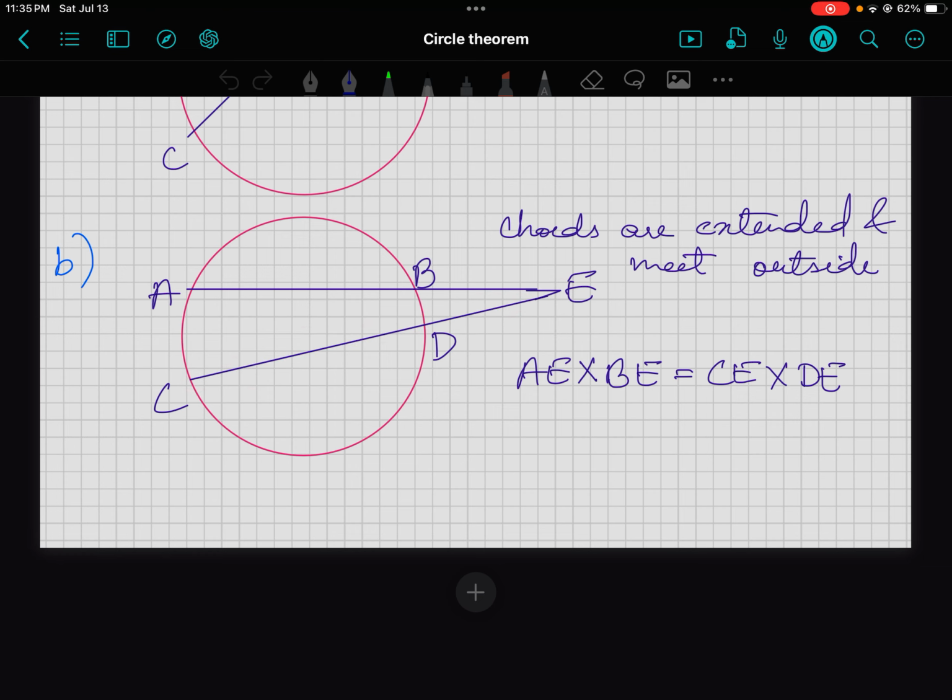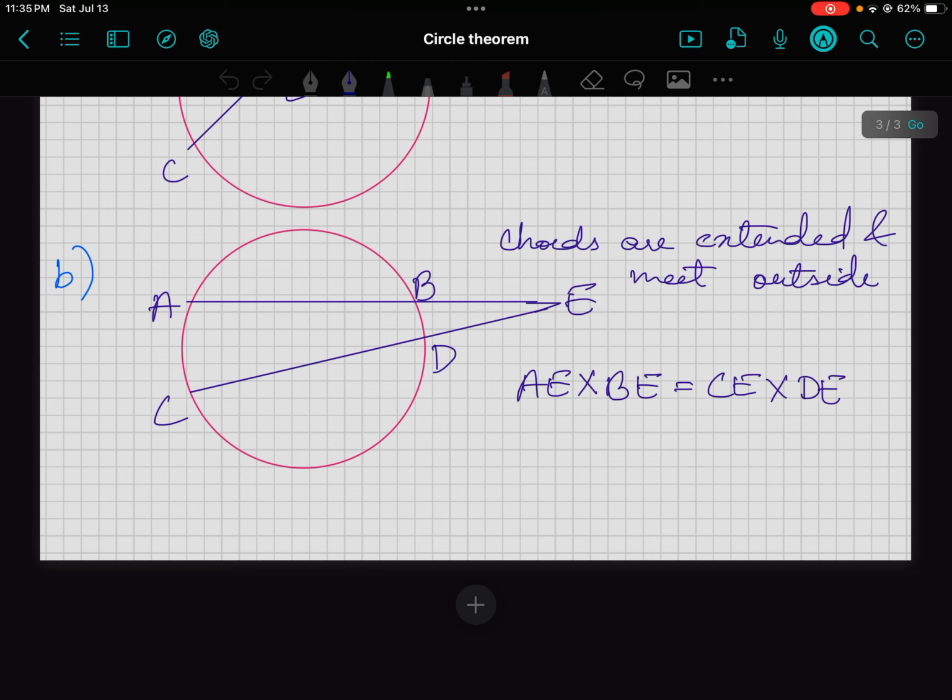So these are the few things that you should know before starting to solve the questions of the circle theorems.